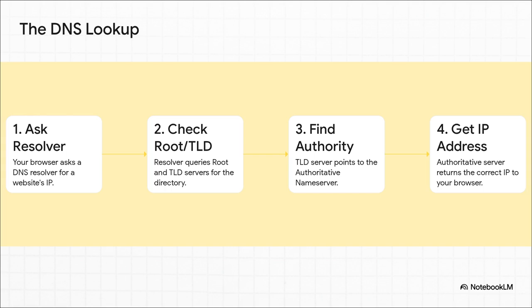Your browser asks a resolver for the address. Think of the resolver like a super fast librarian. It checks the master directories, the root and top-level domain servers, to find the right section. Then it finds the specific authoritative server that holds the final correct IP address and sends it right back to your browser so you can connect.